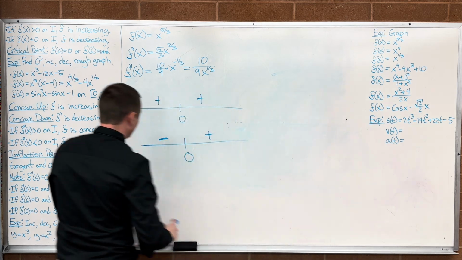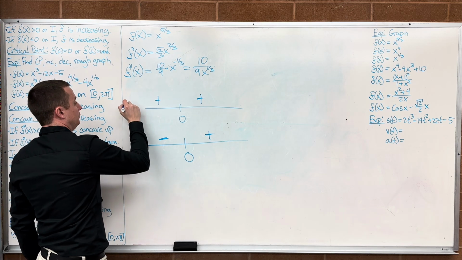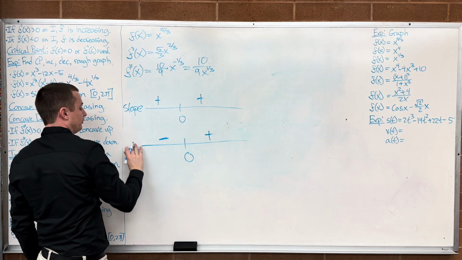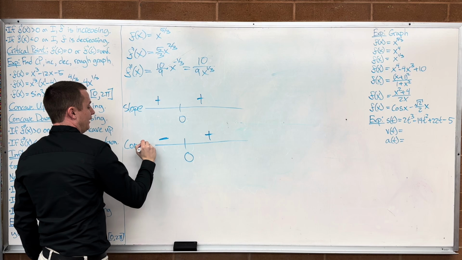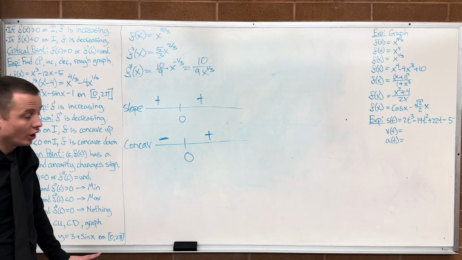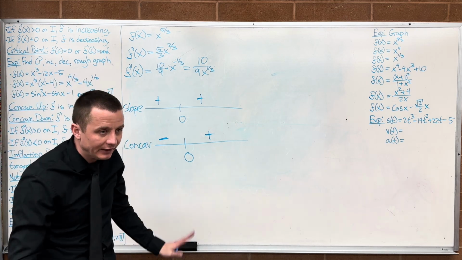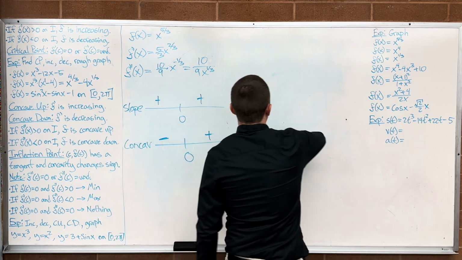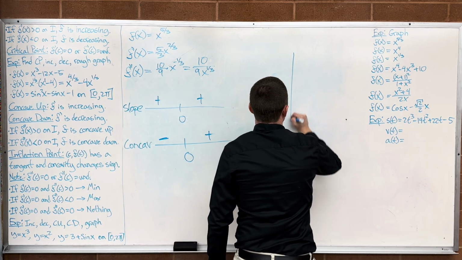So this was the slope, and this was concavity. Drawing them both out, they happen to align. That didn't have to happen. So now, sketching out this function, let's get a feel for it.